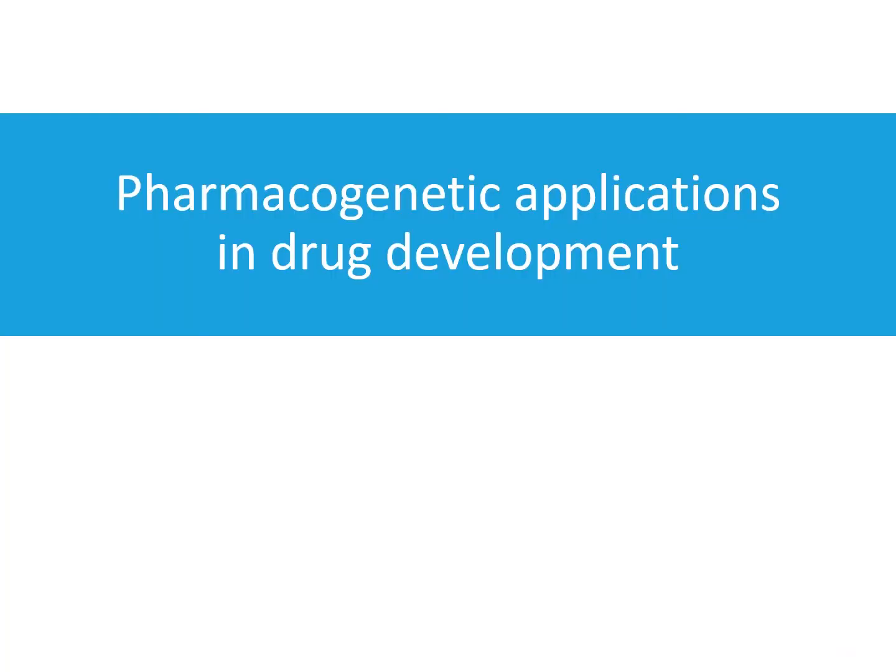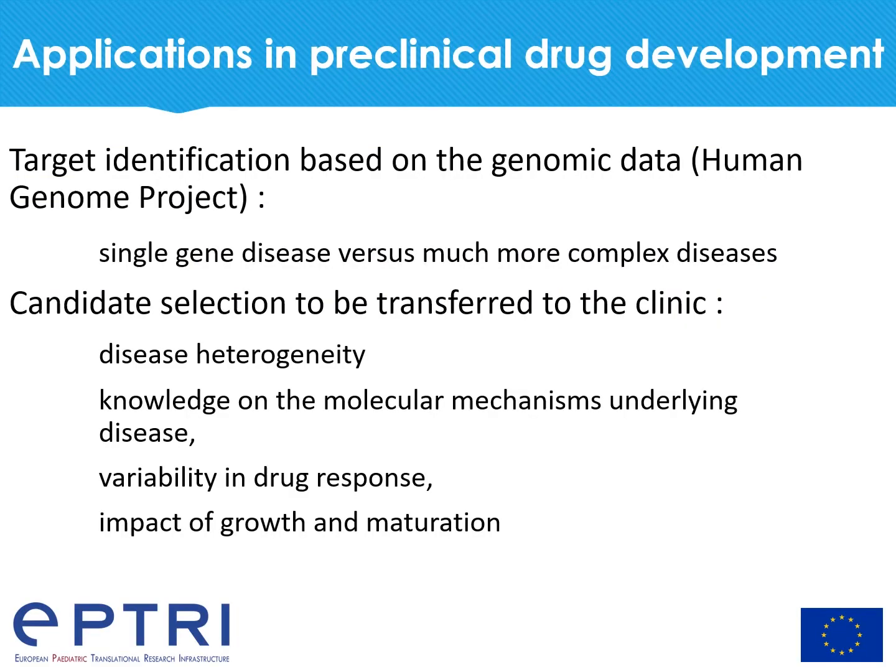There are major applications of pharmacogenetics in drug development. First, application in preclinical drug development. Pharmacogenetics is implicated in the target identification of different drugs or tested drug based on genomic data from the Human Genome Project. In this situation, single gene diseases are much easier to study than complex diseases, because in the last case there are many potential targets.